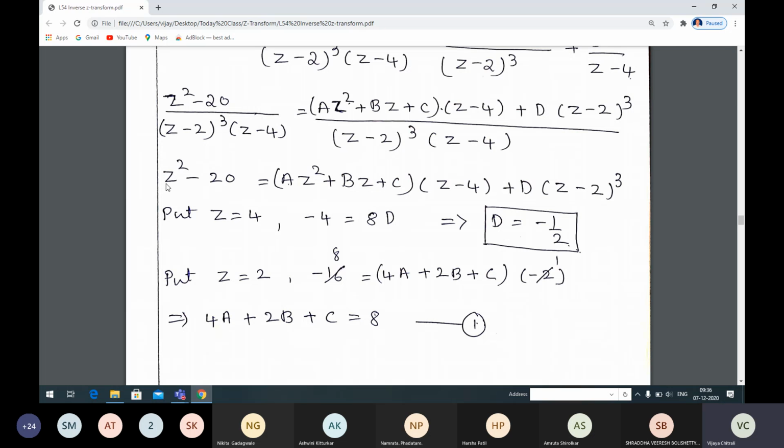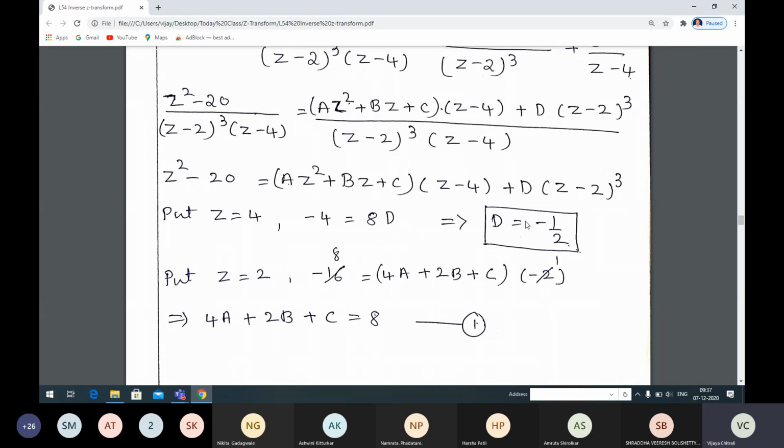Take z as 4, because in place of z we are substituting 4. 4 square is 16. 16 minus 20 is minus 4. So how did we get this as minus 4? Z is 4, 4 square is 16, 16 minus 20 is minus 4. And here 4 minus 4 is 0, and 0 into something is 0, so this term is 0. And here 4 minus 2 is 2. 2 cube is 8. How do we get this as 8? 4 minus 2 is 2, and 2 raised to 3 is 8.